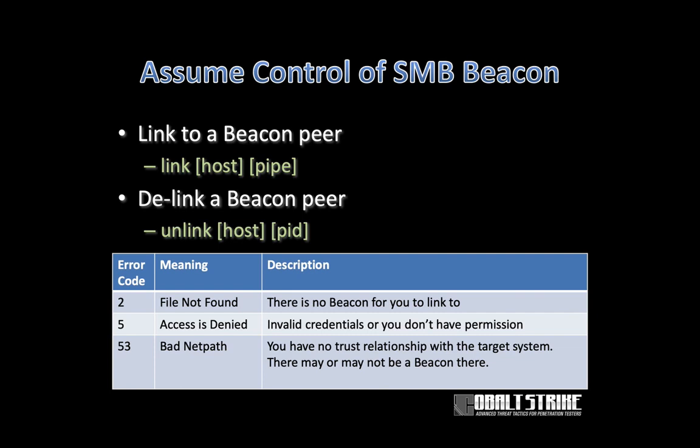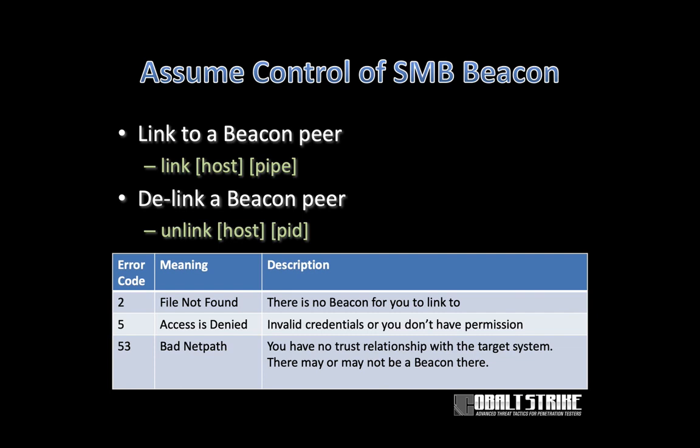You can tab complete the pipe names, so you don't have to remember them character for character. And when you tab complete pipe names, Cobalt Strike will actually pull that from your listeners. So that's really, really handy. If you want to disconnect from an SMB beacon, use unlink, the host name, and the process ID, and that will have your current beacon disconnect from its child beacon, and that beacon will go into a state where it is now waiting for a new connection from another beacon parent.